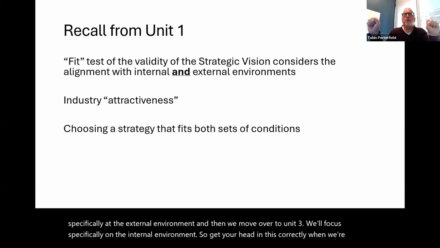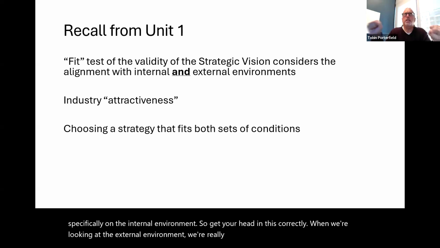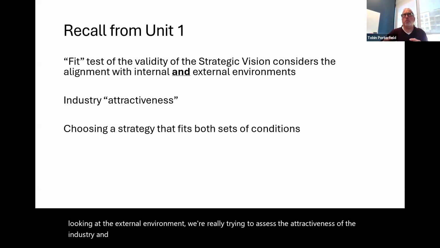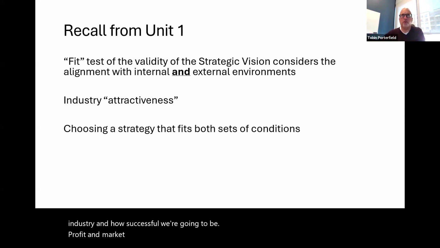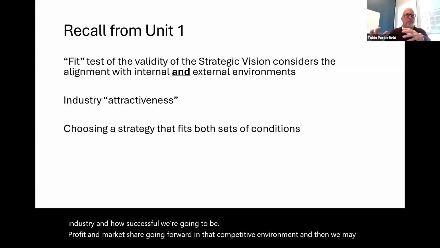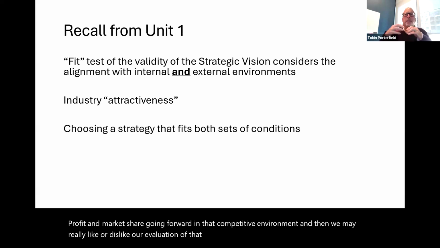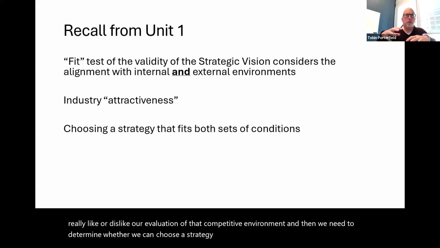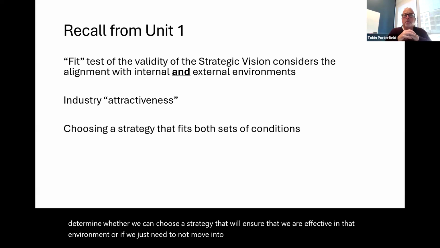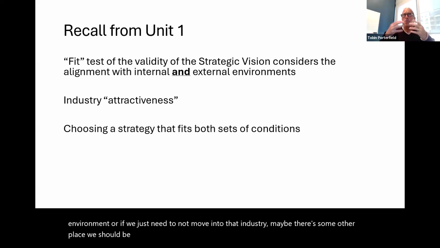When we're looking at the external environment, we're really trying to assess the attractiveness of the industry and how successful we're going to be at profit and market share going forward in that competitive environment. And then we may really like or dislike our evaluation of that competitive environment. And then we need to determine whether we can choose a strategy that will ensure that we are effective in that environment, or if we just need to not move into that industry. Maybe there's some other place we should be investing, other places we should be opening.